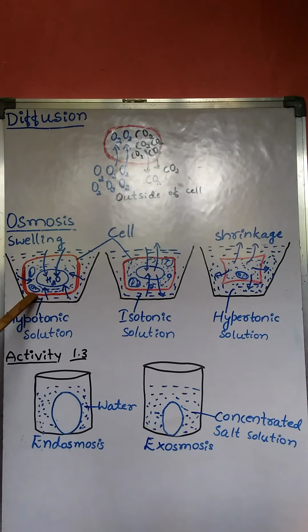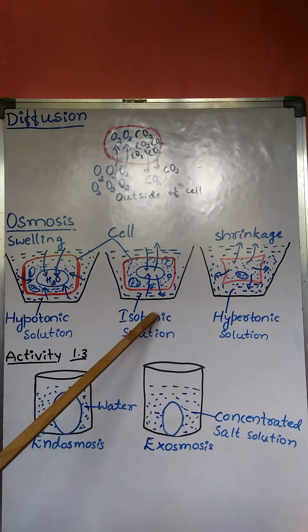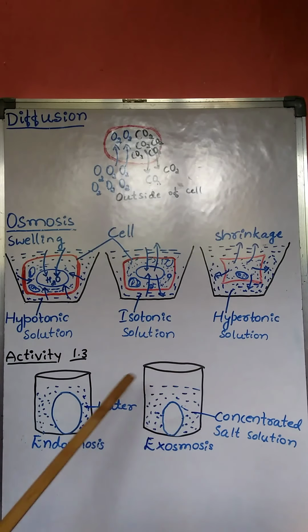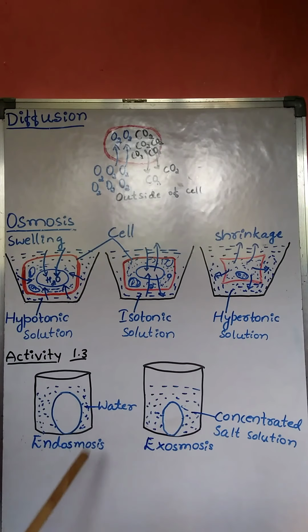Now let us discuss what happens when a cell, plant cell or animal cell, is placed in hypotonic solution, isotonic or hypertonic solution. In case of osmosis, there are mainly two types. One is endosmosis and another one is exosmosis. Endosmosis and exosmosis are two types of osmosis.